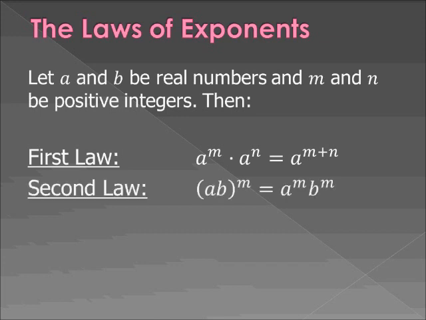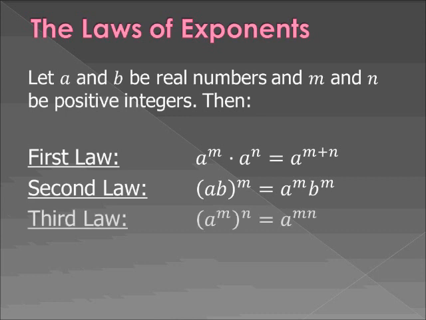The second law tells us that if you have a times b quantity to the mth power, you can separate. So you get a to the m times b to the m. In other words, you can distribute the exponent among the two numbers that you're multiplying. So again, the second law, a times b quantity to the mth power equals a to the m times b to the m.